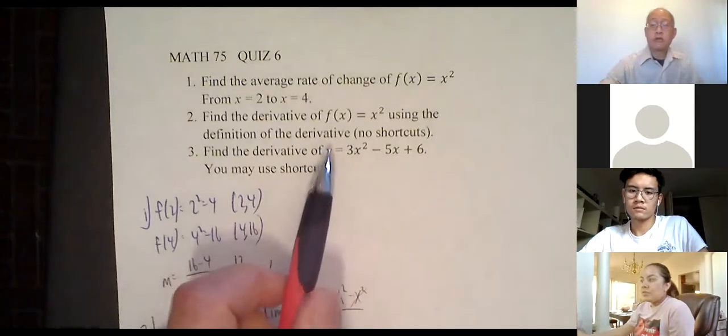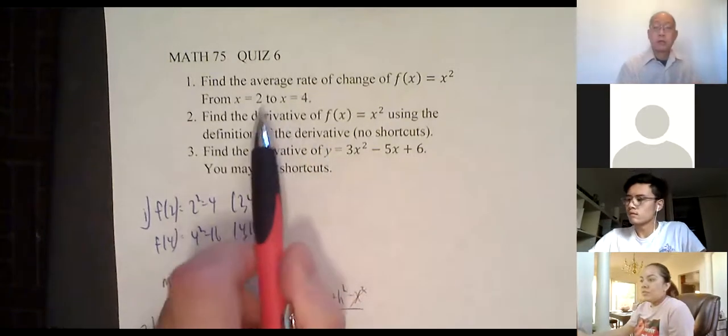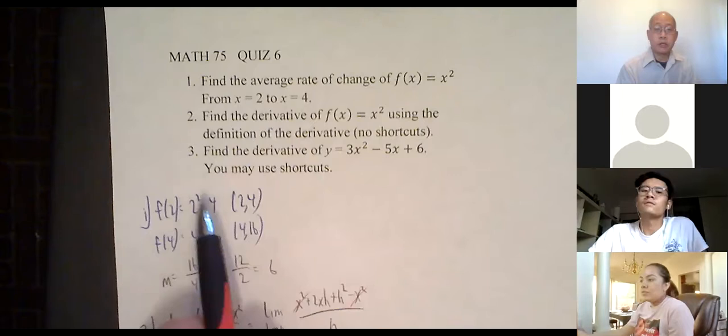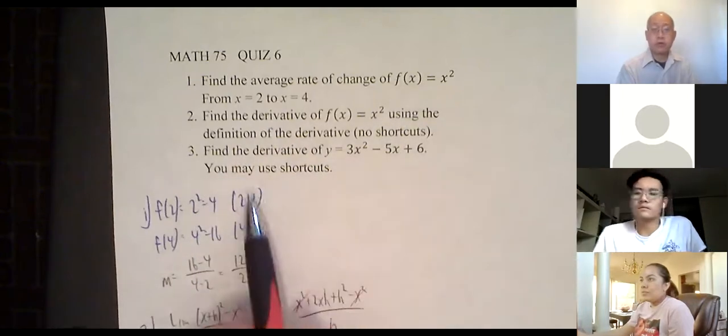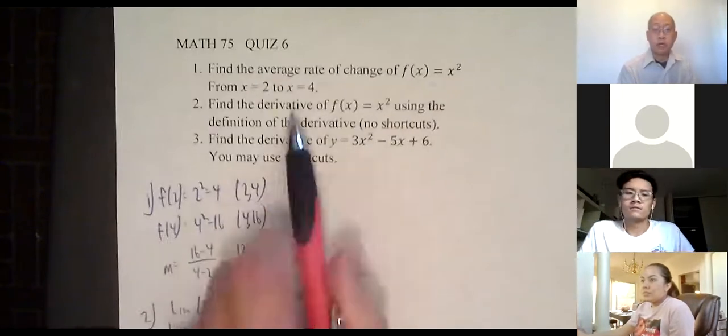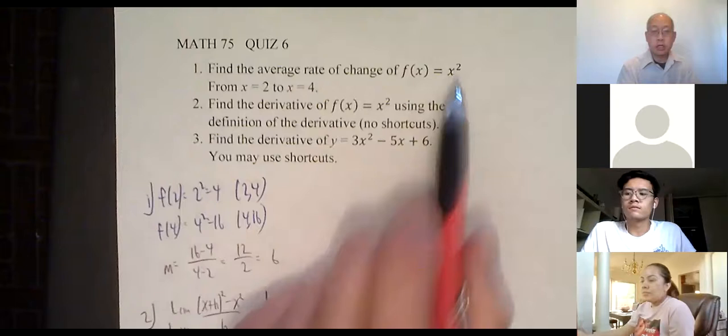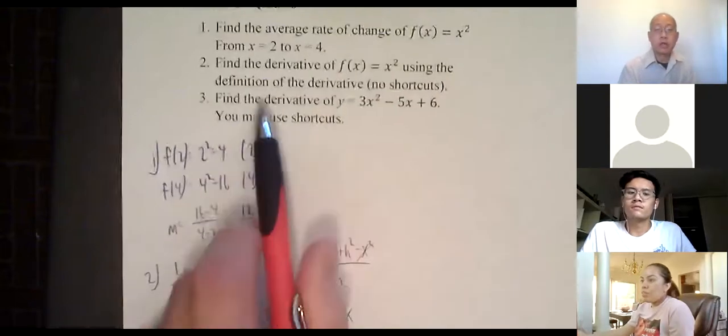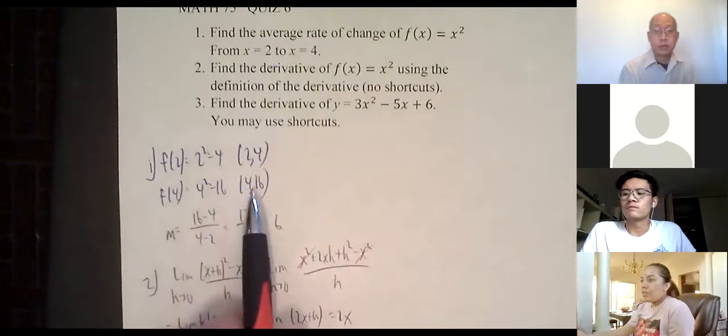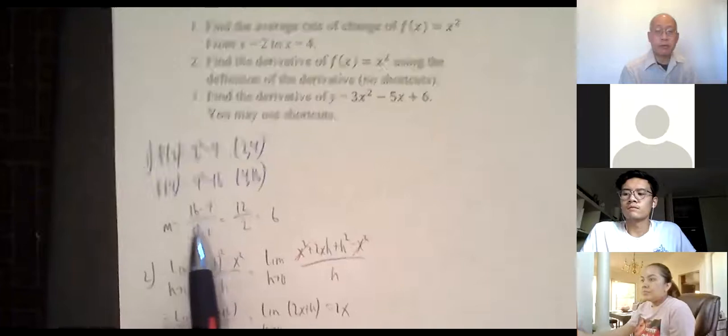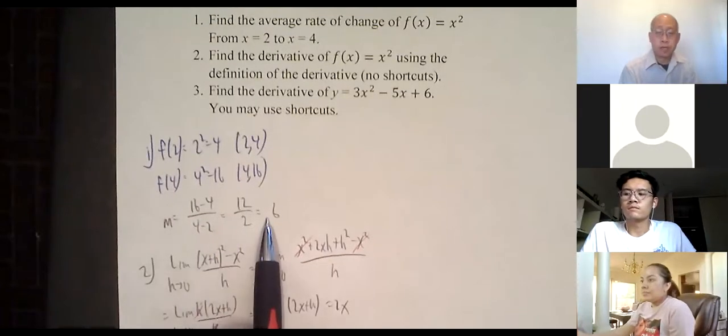Okay, so average rate of change. First I need the y coordinate. So I plug in 2. 2 squared is 4, so 2 comma 4. Plug in 4, you get 16, 4 comma 16. So the average rate of change is just the slope. So 16 minus 4 divided by 4 minus 2 comes out to be 6.